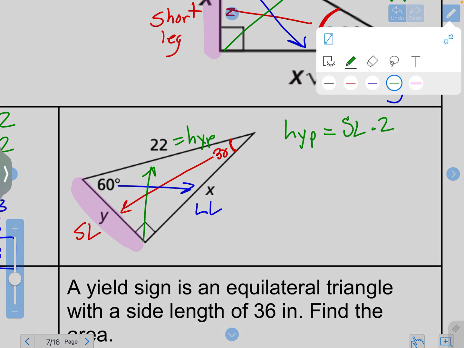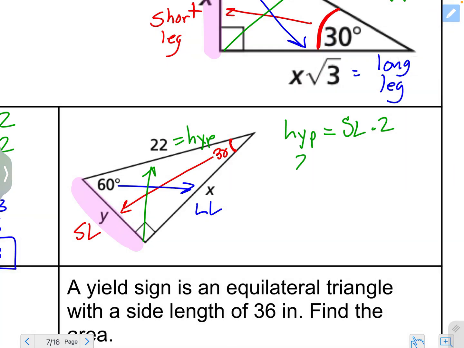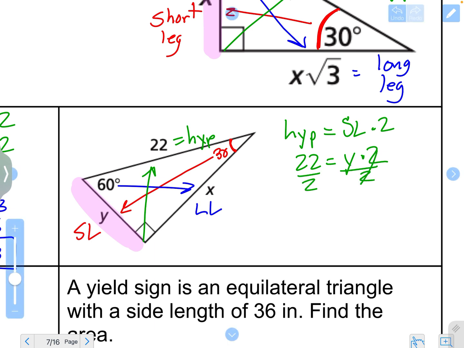So I'm going to fill in all the information I have. So I know that my hypotenuse is 22. We were calling our short leg in this problem Y, and we multiply by 2. So the opposite of multiplication is division. So I'm going to divide both sides by 2. So 11 equals y, or 11 equals my short leg.